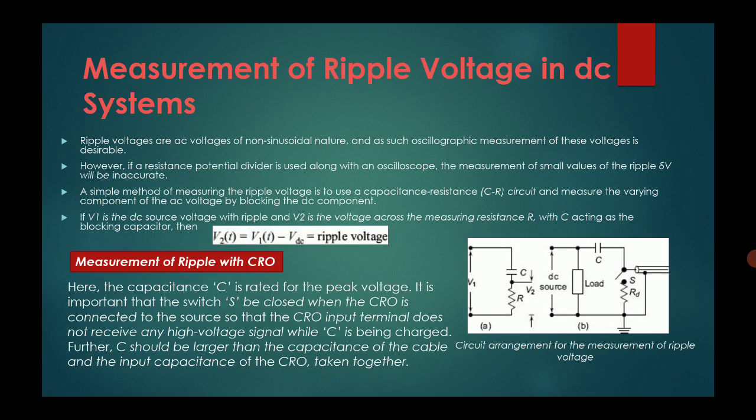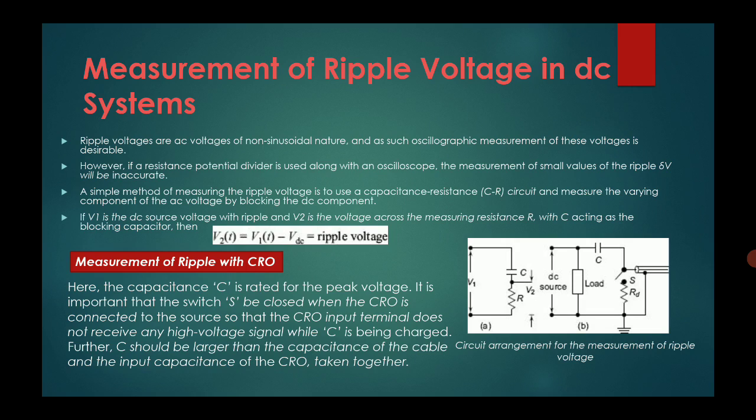However, if a resistance potential divider is used along with an oscilloscope, the measurement of a small value of the ripple, that is delta V, will be inaccurate. So potential dividers are not useful here. A simple method of measuring the ripple voltages is to use a capacitance resistor, that is a CR circuit, and measure the varying component of the AC voltages by blocking the DC component. If you use a capacitor resistor system, you are basically blocking the DC component, as the capacitor will not allow DC to flow through it.